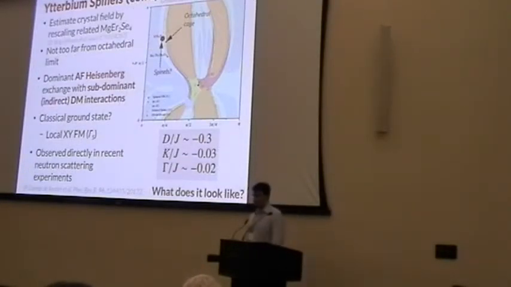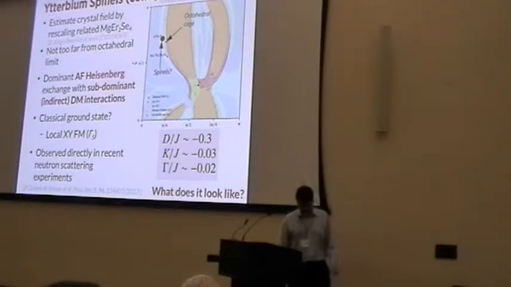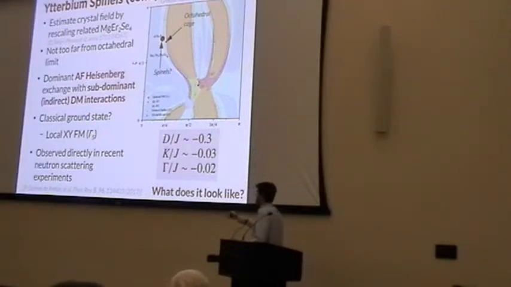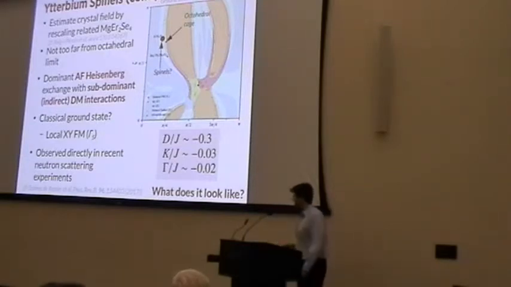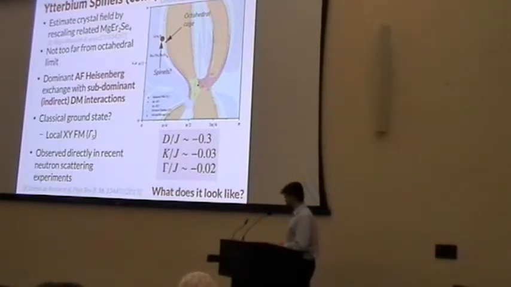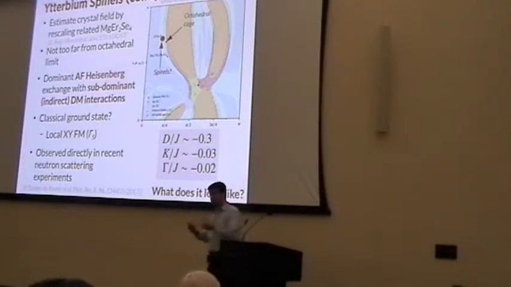If you estimate the crystal field parameters from a neighboring material, it's hard to extract them directly. If you rescale the ones appropriate for erbium, you can put it on this exchange diagram and ask what the numbers are, and you get something very similar to this breathing pyrochlore. You get small symmetric anisotropies, large indirect DM. Classically, with these two small numbers, this gives you this gamma 5 state that we heard about for erbium titanate, and this has actually been directly measured in recent neutron scattering. Okay, so this nails it down somewhere in the phase diagram.